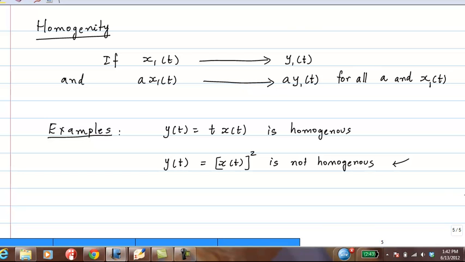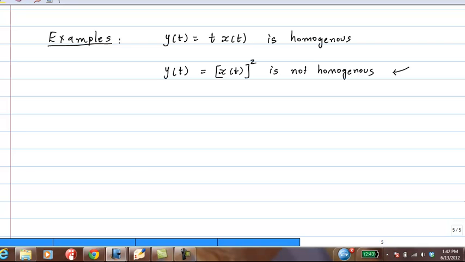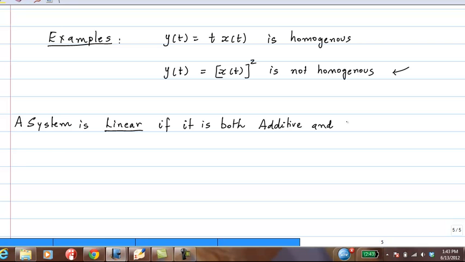Okay? So a system is said to be linear if it is both homogeneous and additive. A system is linear if it is both additive and homogeneous. A system is said to be nonlinear if it's either not additive or not homogeneous. Okay?